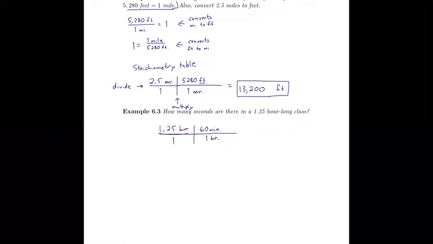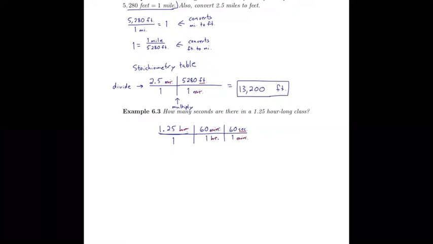And that's what's nice about this table, is we can do whatever conversions we like on one big, long table. So again, 60 seconds is 1 minute, very similar to what we just did. We set it up like this because we see that the minutes will cancel across the division bar. Now we're left with seconds. That's perfect. That's exactly what we want.